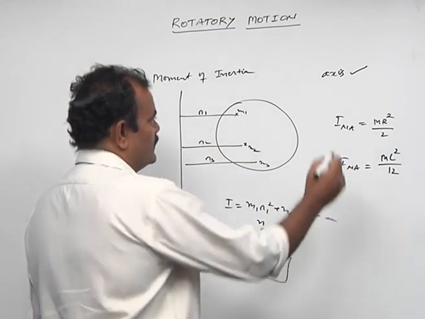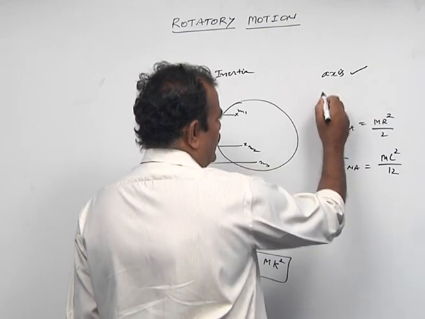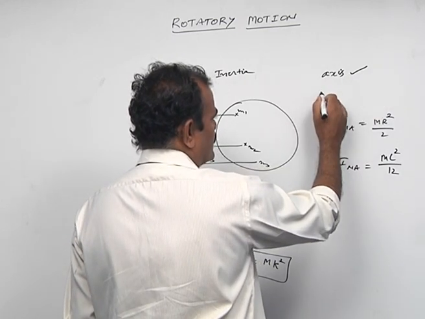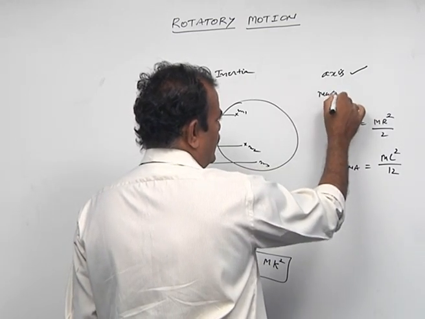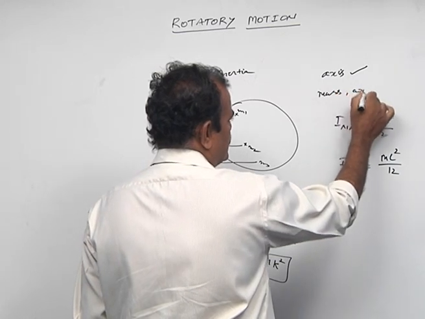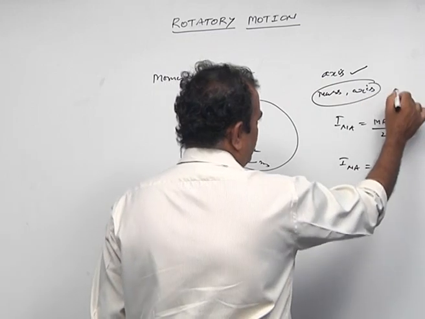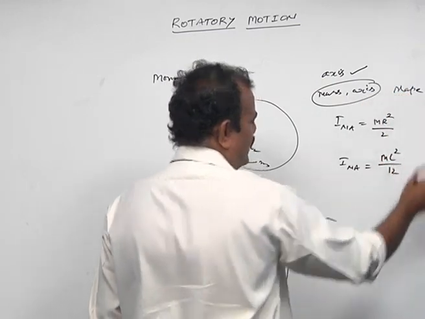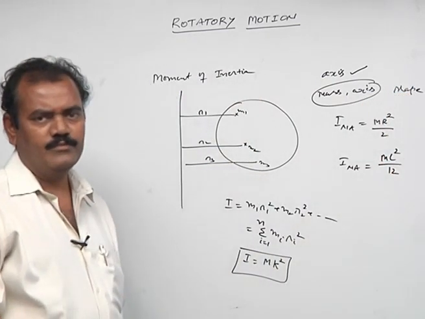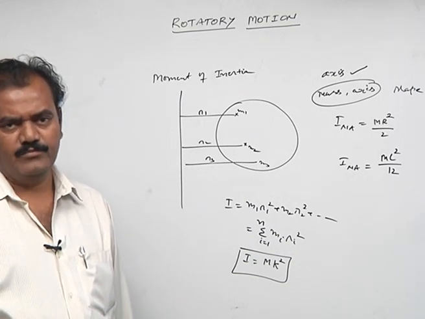Its meaning is that it depends upon the axis of rotation. For the same mass and the same axis, it depends upon the shape of the body, and it may be a uniform rod, it may be a uniform disc, like that. It depends upon the shape of the body.